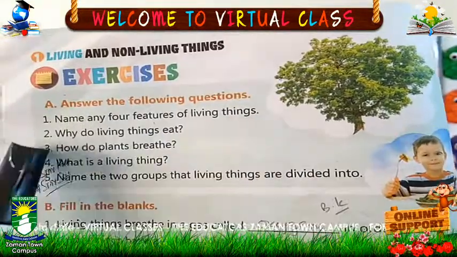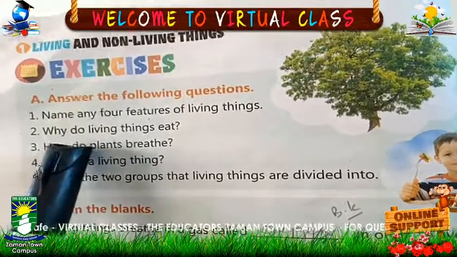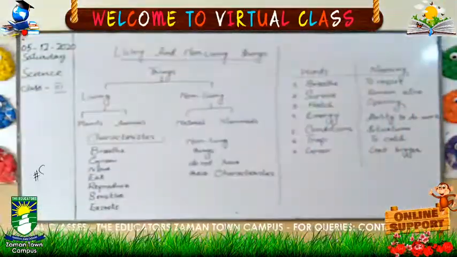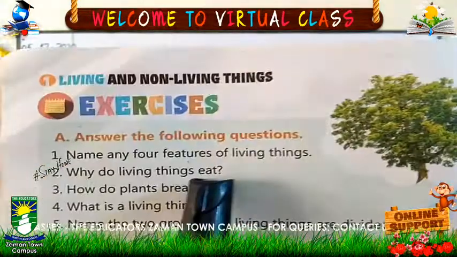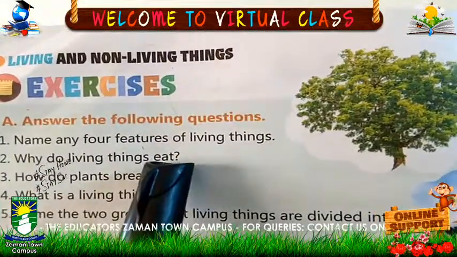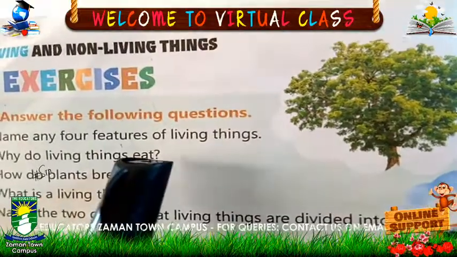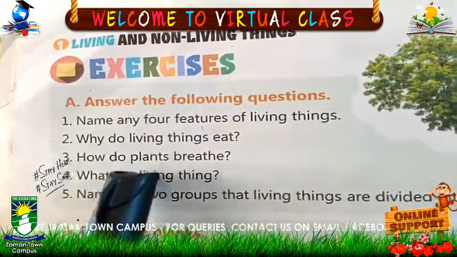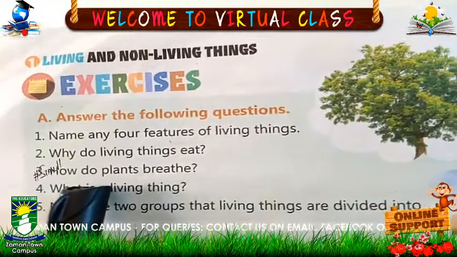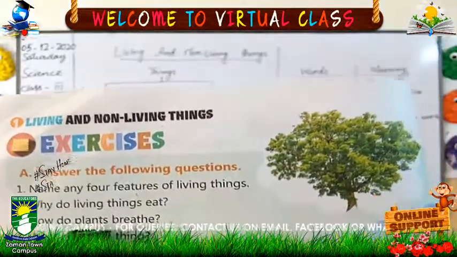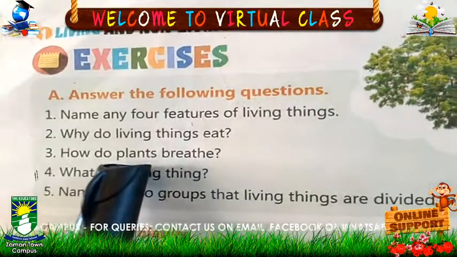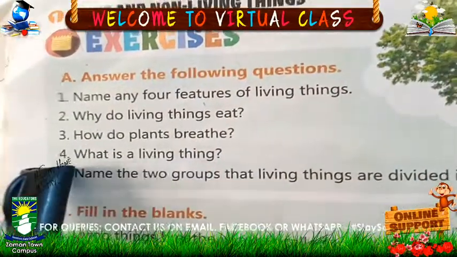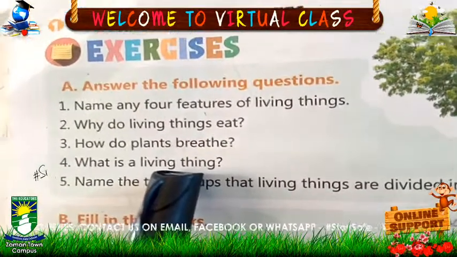Come to number 2. Question number 2 is, why do living things eat? Living things eat to stay alive, okay? And food gives them energy and this will help them to grow, move. Now come to question number 3. How do plants breathe? As I have told you, plants have tiny holes on the underside of their leaves called stomata.